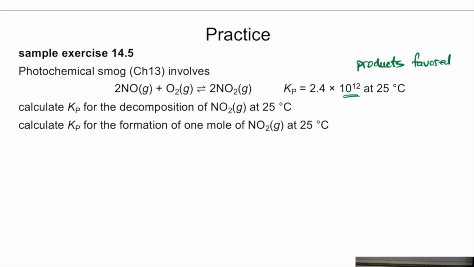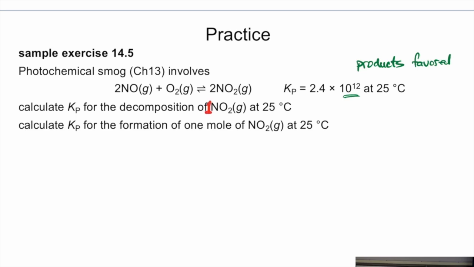So what are we going to do? We're going to calculate for the decomposition of NO2. Now, where is NO2 in this reaction as written? Is it a product or is it a reactant? It's a product. So this reaction describes the decomposition of NO2 or the formation of NO2? The formation. We're asked for the KEQ for the decomposition. So we need to look at this in reverse, and we only want it for 1 mole of NO2. Let me specify that. 1 mole.